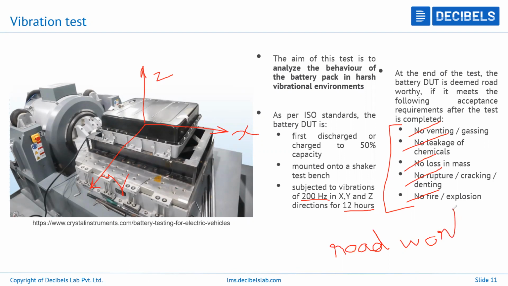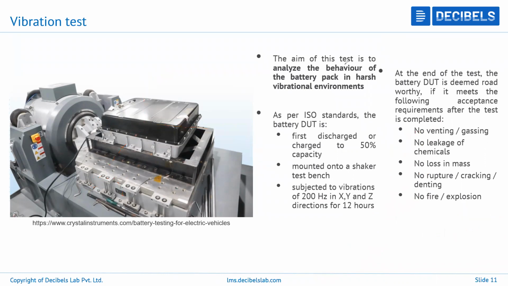Likewise, different battery packs of different sizes and different capabilities will be tested. And usually the vibration would be limited to 200 hertz simply because of the mass of the battery pack. The higher the mass, the more stress is given onto the machine as well. So for that reason, it is limited to 200 hertz. After the test, it will be accepted based on the criteria that we see here. So this is the vibrational test.